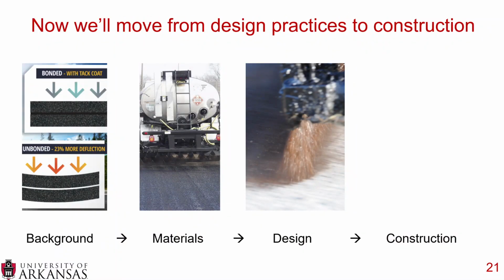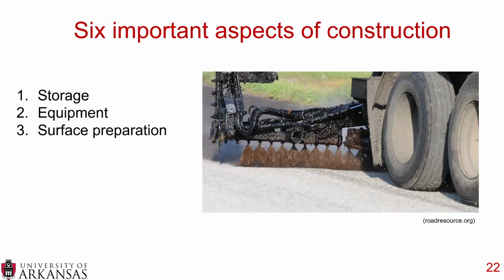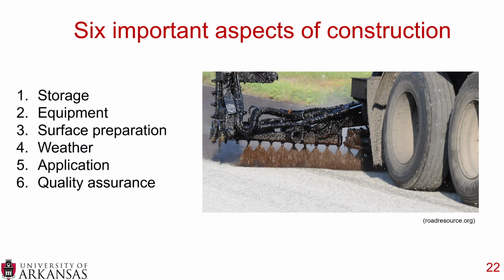Now, finally, the construction. I apologize, this Pavinar is a little longer. Tack coats is a very big topic, but we're in the final stretch here for construction. So there are 6 important aspects of construction. You have to store the material, you need the equipment to place it, you need to prepare the surface, you need to consider the weather, you need to actually apply the tack coat, and there is quality assurance to consider. So let's walk through all 6 of these aspects.